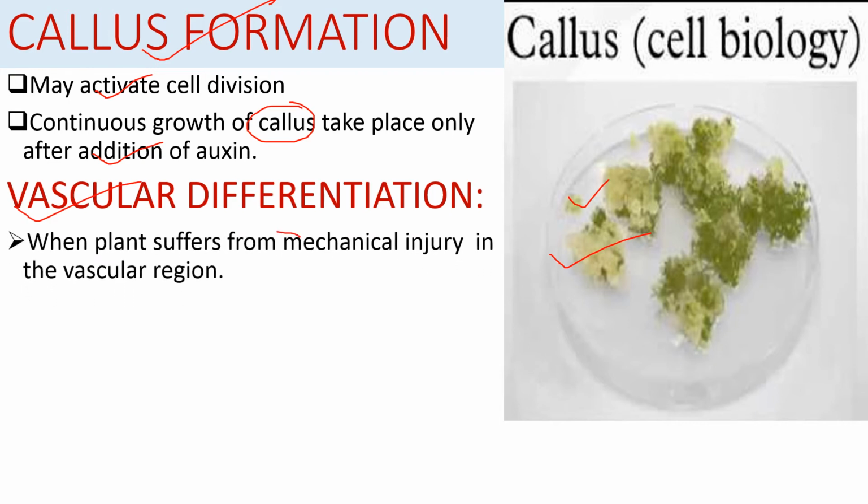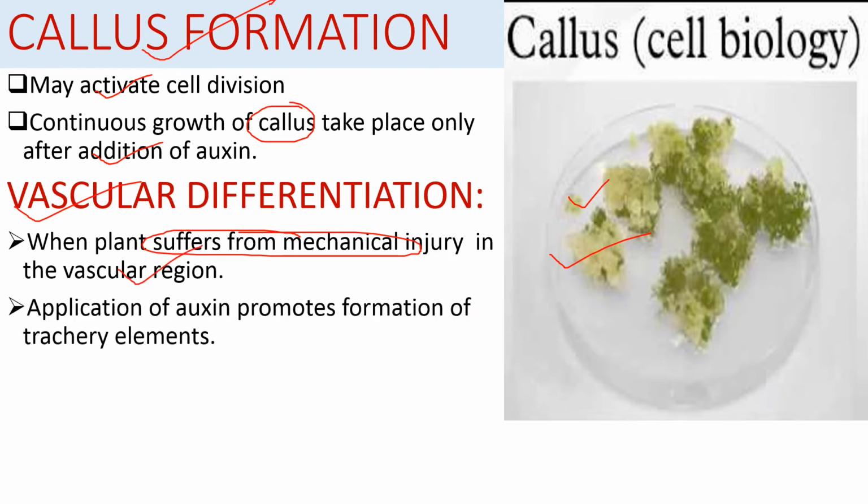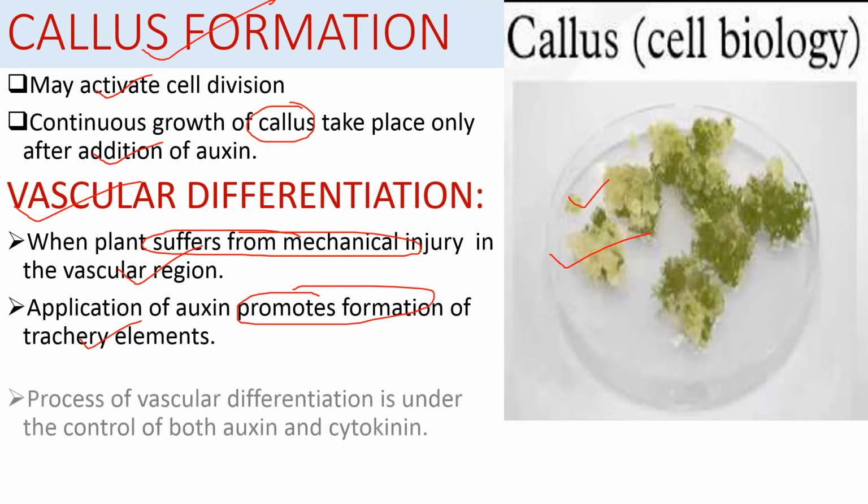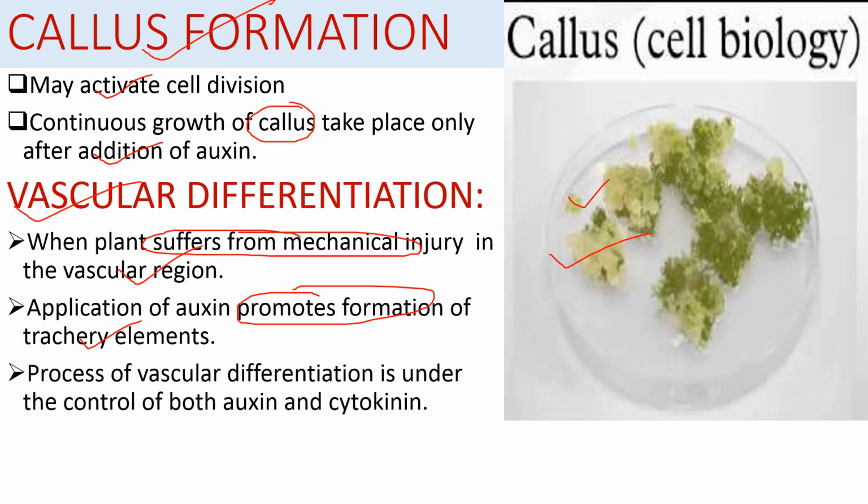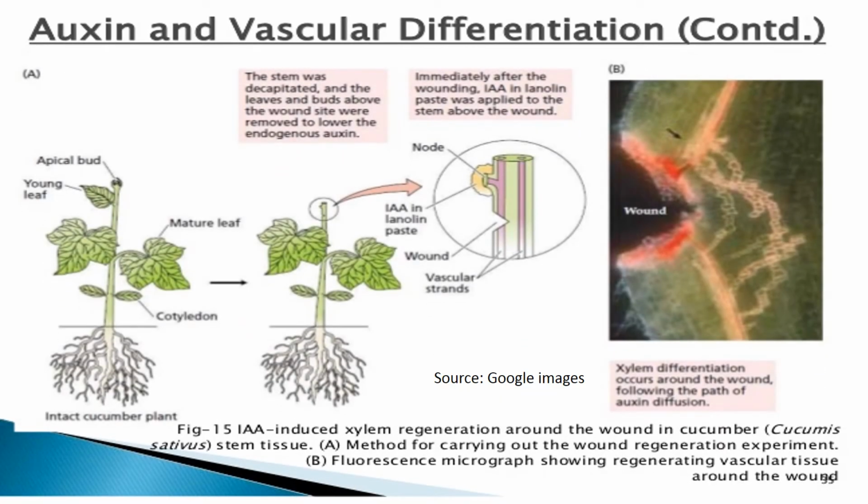When plants suffer from mechanical injury, अगर किसी plant में कोई injury होती है तो जो vascular region का repair होता है that is also done with the help of this auxin. So application of auxin promotes the formation of xylary element or tracheary element. जहाँ पर damaged vascular system होता है उसकी differentiation, उसकी formation के लिए auxin help करता है. And the process of vascular differentiation is under the control of both auxin and cytokinin. So this process is controlled by both the hormones, auxin and cytokinin. This picture shows the role of auxin in vascular differentiation.